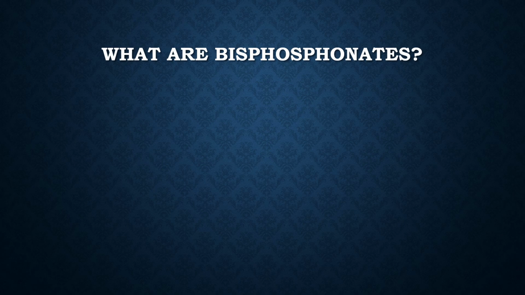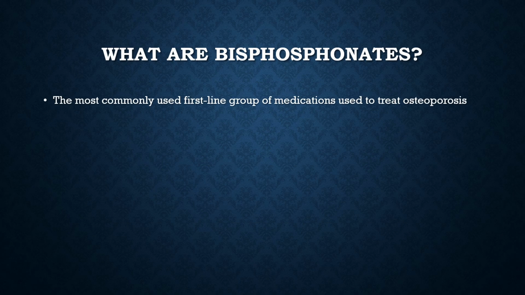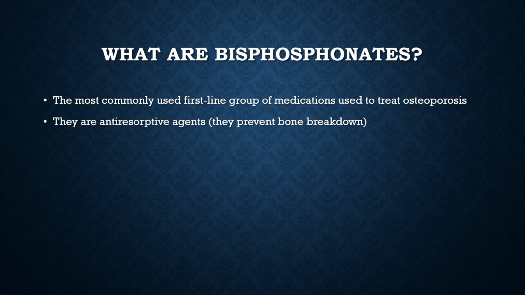The first type of medication I'm going to talk about are the bisphosphonates. And I'm going to talk about these medications a lot because these are the primary means of treatment for osteoporosis for most patients. As I said, they're the most commonly used first-line group of medications used to treat osteoporosis. They are anti-resorptive agents, meaning they prevent bone breakdown, but they don't build bone up.